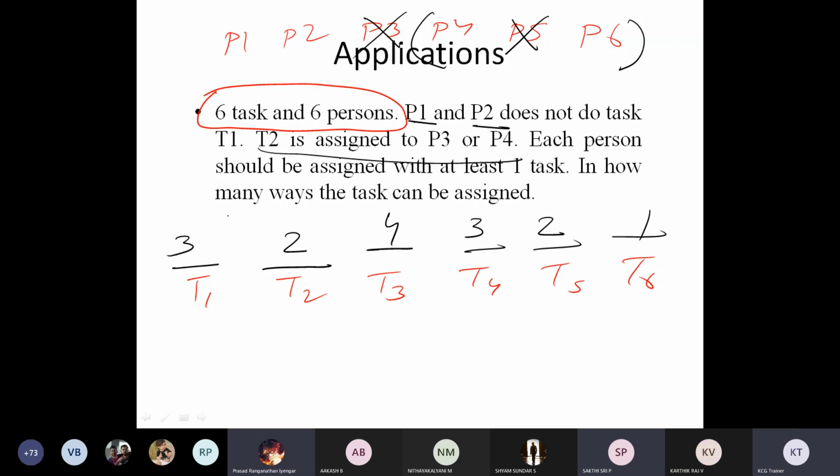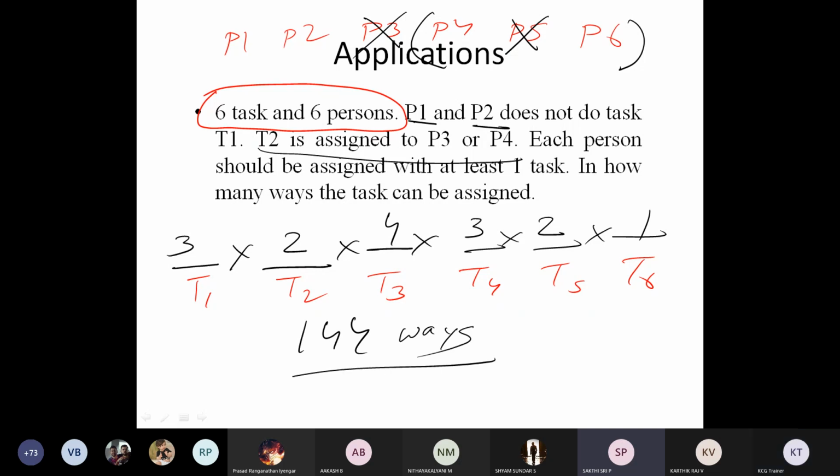As they told, all the tasks should be allocated. So 2, 3 into 2, 4, 4 into 2, 144 ways of allocating these tasks, 6 tasks to 6 people. Is it clear, guys?